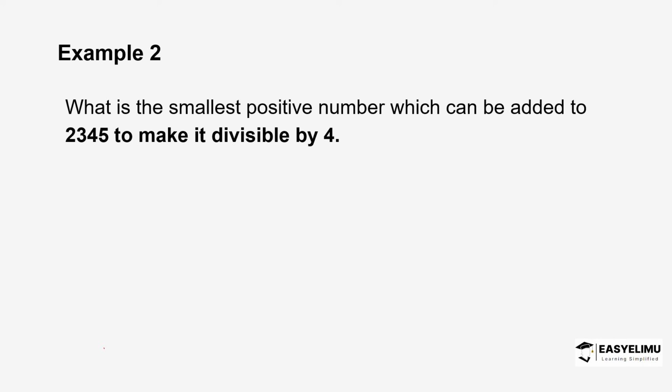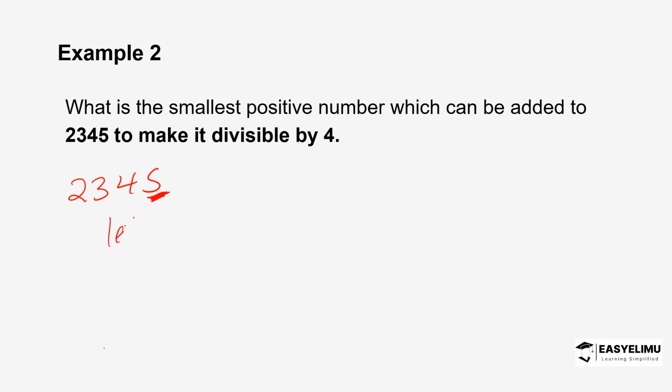What is the smallest positive number which can be added to the number 2,345 to make it divisible by 4? So as we have the number 2345, by inspection, for this number to be divisible by 4, the last two digits have to be 48. So what do you need to add to this to make it 48?